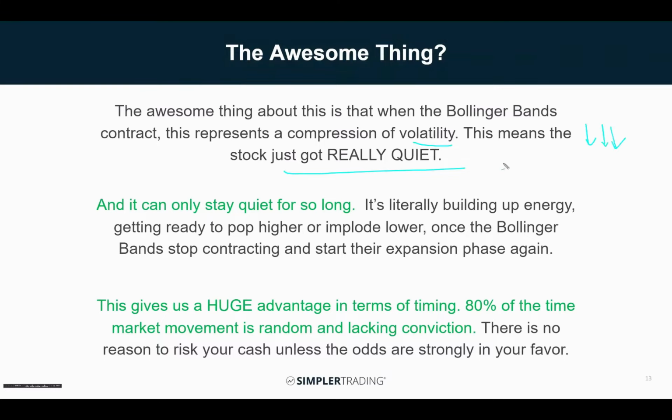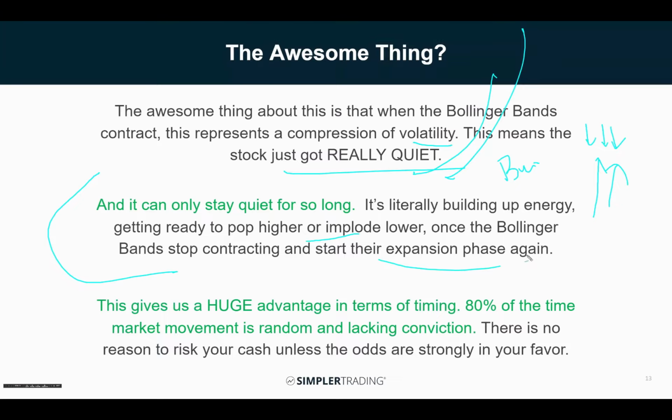All right, so you're buying options at an optimal time, and then when the squeeze fires and the volatility increases, the premium portion of the option expands. Okay, so you don't even have to know what you're doing with options, and the squeeze works perfectly for that. And that's another thing too, it can only stay quiet for so long. A stock doesn't stay in the squeeze forever. It's literally building up energy, getting ready to pop higher or implode lower once the Bollinger Bands stop contracting and start their expansion phase again. So this gives us a huge advantage in terms of timing.